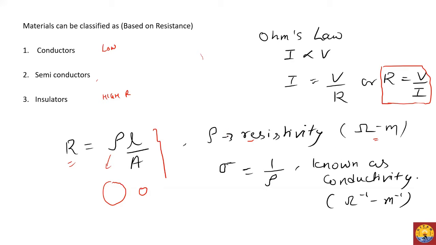Then we have this resistivity, which is independent of any dimensions. So it is purely a material property. Resistance depends on the dimensions, but resistivity does not depend on any dimensions of the material, and that's why it's a material property. And the inverse of this resistivity is called the conductivity. So the lower the resistivity, the higher will be the conductivity of the material.